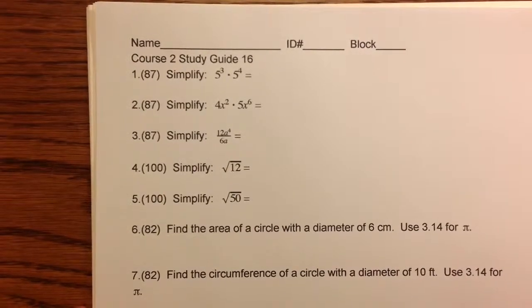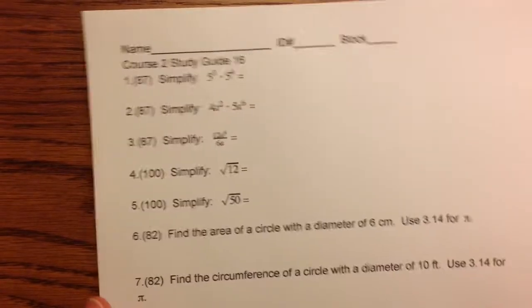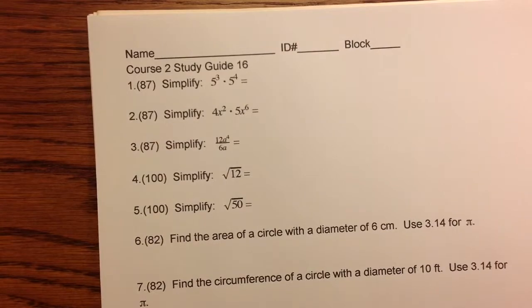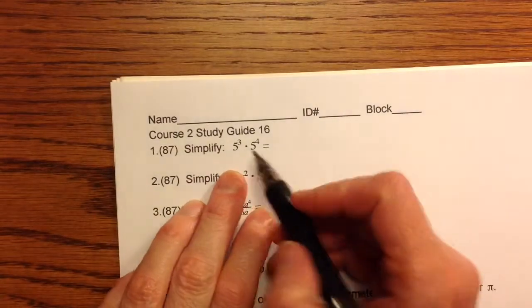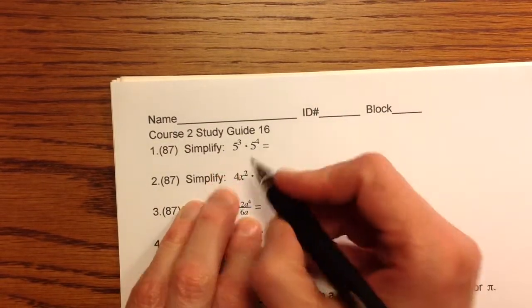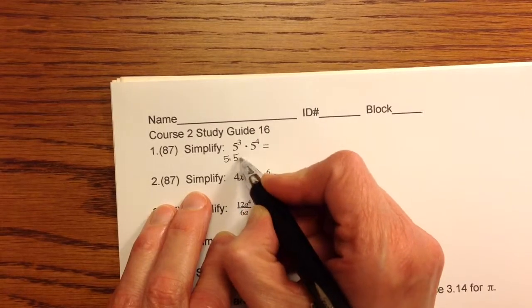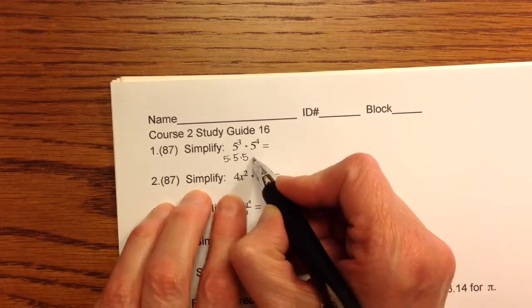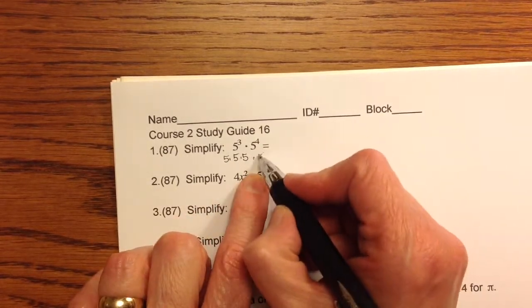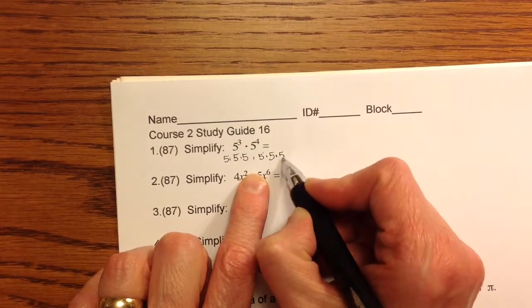Course 2, Study Guide 16, number 1. Simplify 5 to the third times 5 to the fourth. Well, think about how many 5s we're multiplying. We've got 3 5s times, I'm going to bring that multiplication down, and then I've got 4 5s.